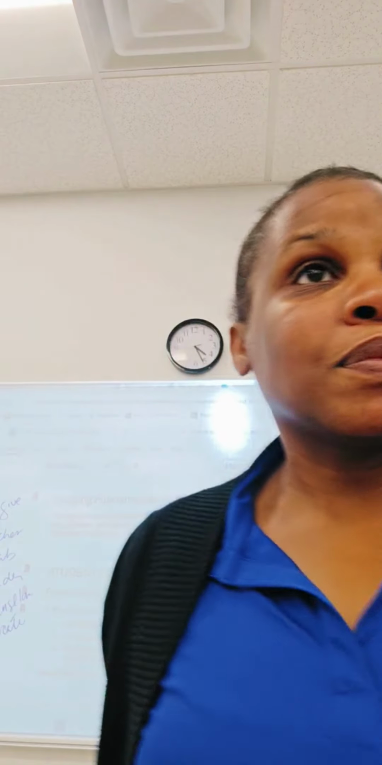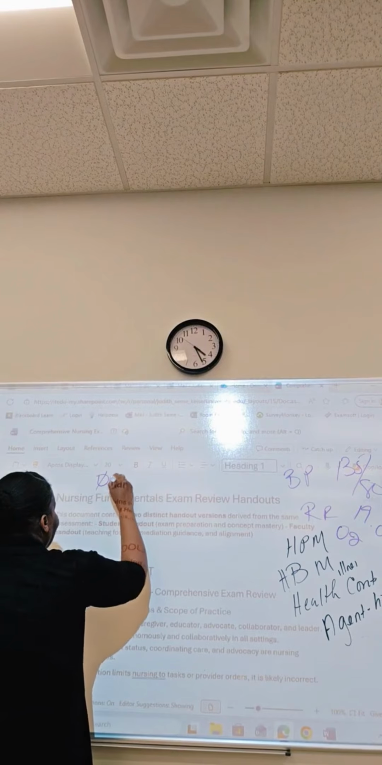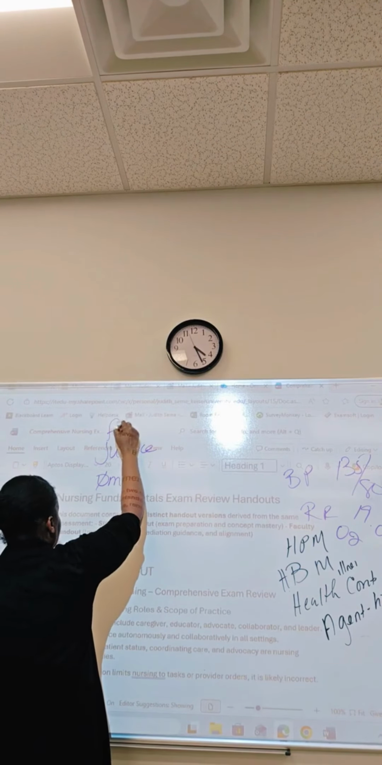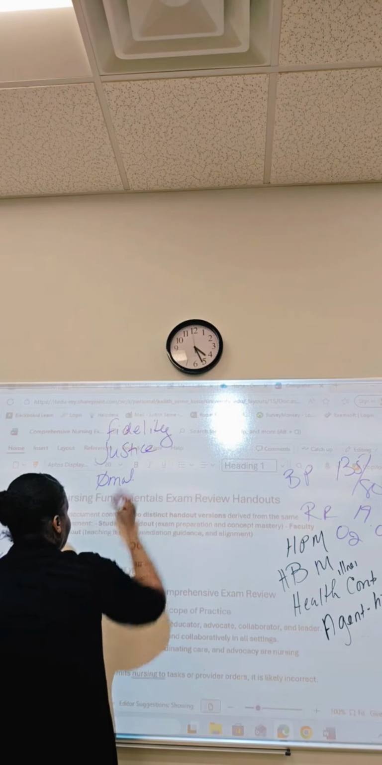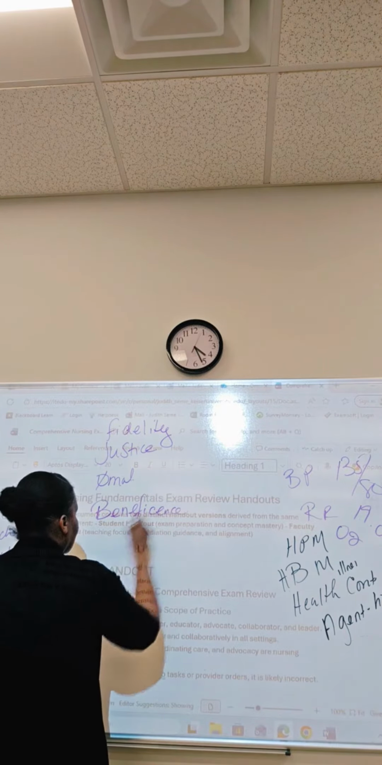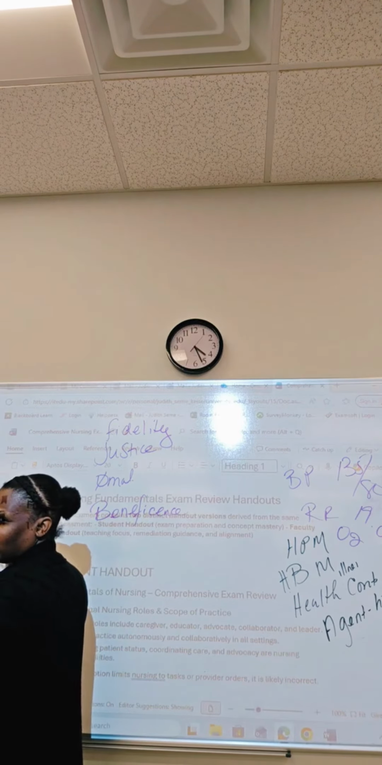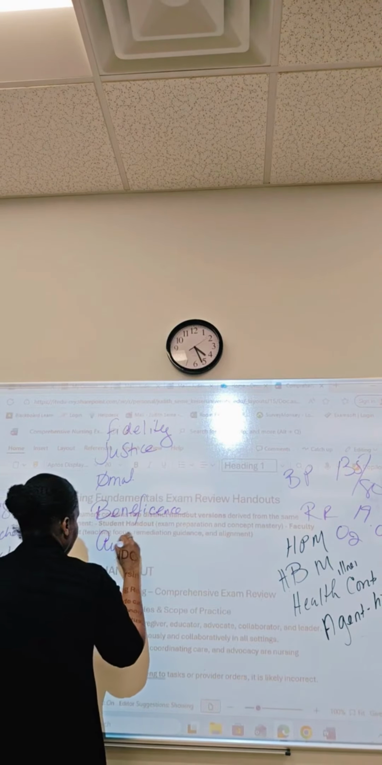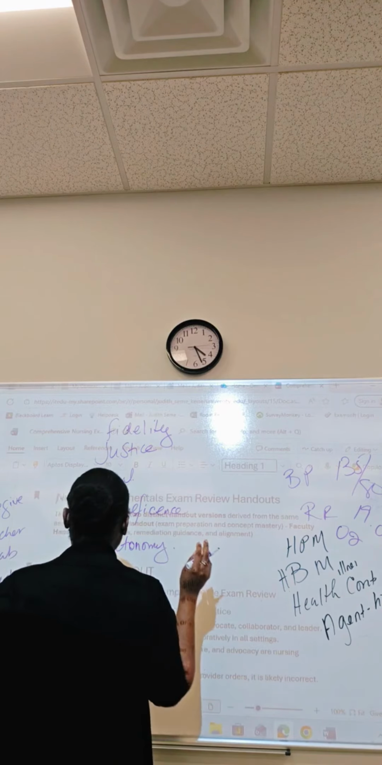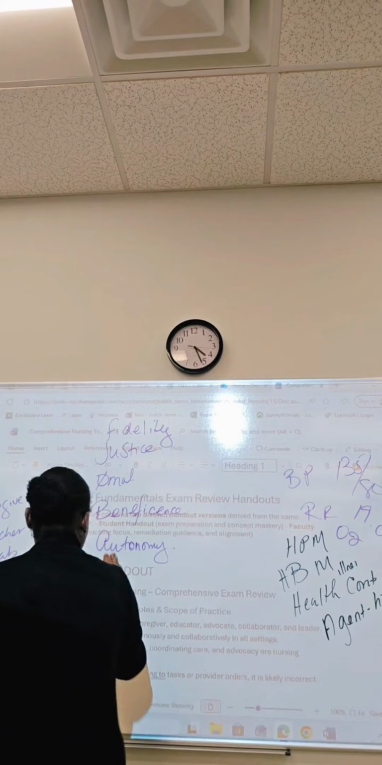Give me one ethical principle. Non-maleficence. Justice. Fidelity. You better know what it is. Beneficence. Autonomy. Okay, we got non-maleficence, autonomy. Any more? Veracity. There we go.